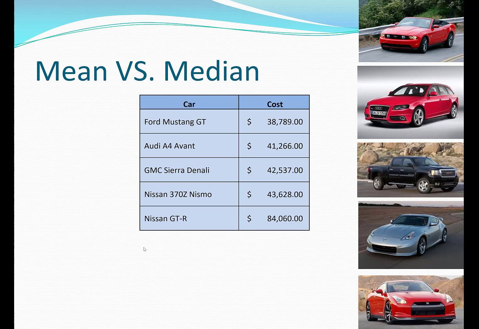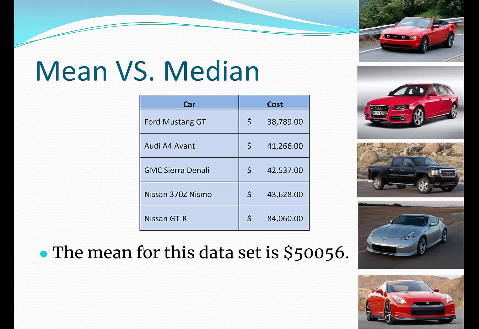So we have a bunch of good-looking cars here. We got a Ford Mustang, we got an Audi, we got a GMC Sierra, we got a Nissan, and we got another Nissan. We got 2 different types, right? But look at the bottom Nissan, it's $84,000. One of these scores is extreme, and it is that Nissan GTR.